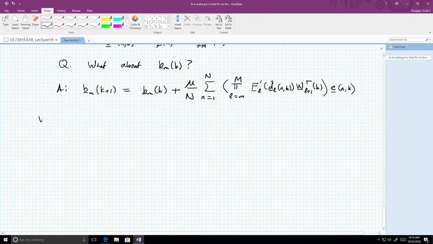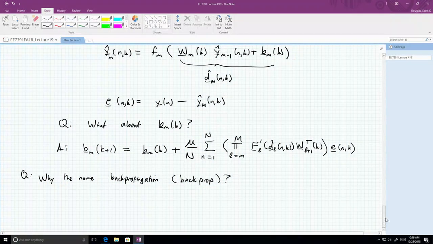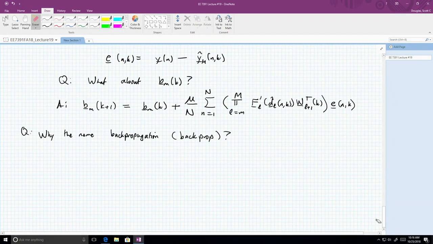So the question is, why the name backpropagation, or sometimes called backprop? It's actually been commonly used enough that people say, let's call it backprop. I'll make a mention of an issue because it does show up when you start looking at the code of this. Let's talk about the steps.